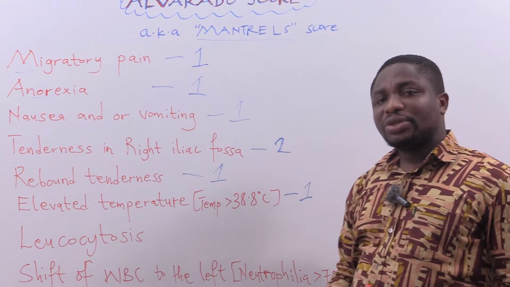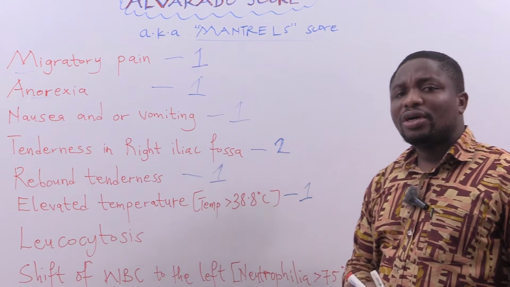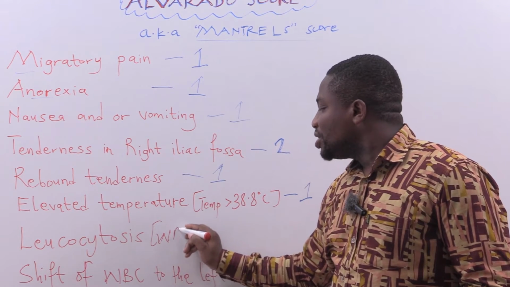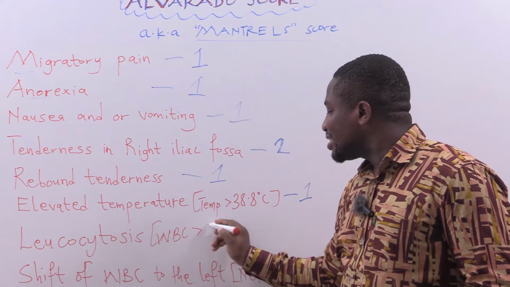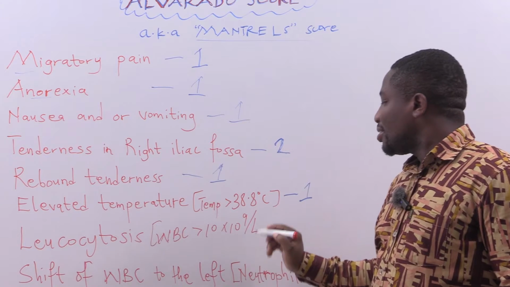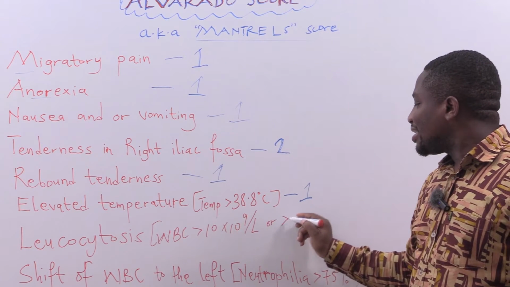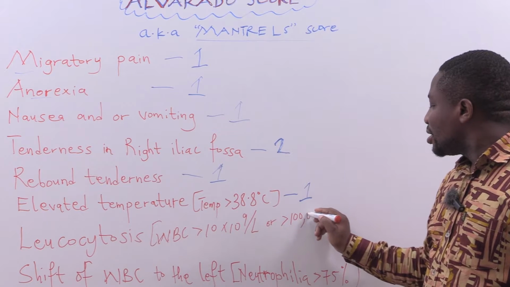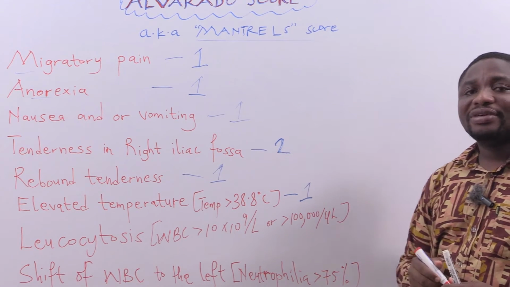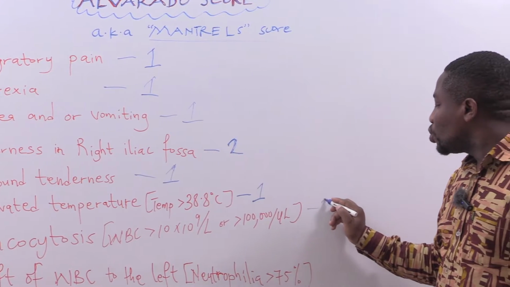The next one is going to be leukocytosis. For the leukocytosis, we would use the criteria of the WBC count being greater than 10 times 10 to the power 9 per liter. Or if we are mathematically oriented, we will say that greater than 100,000 per microliter. And if this criteria is met, we will give a score of 2.